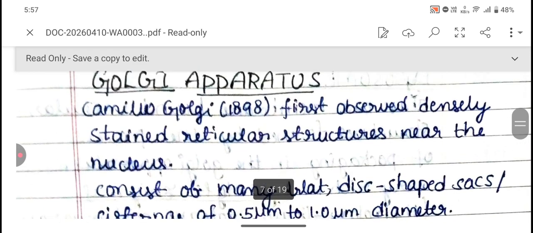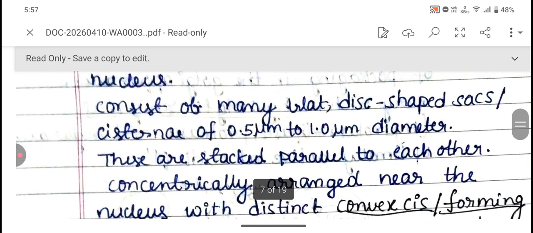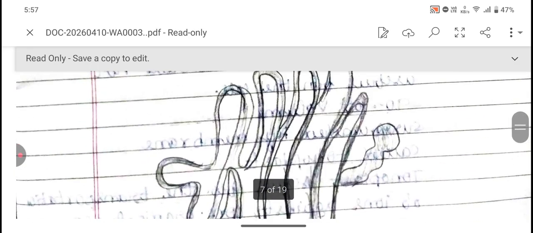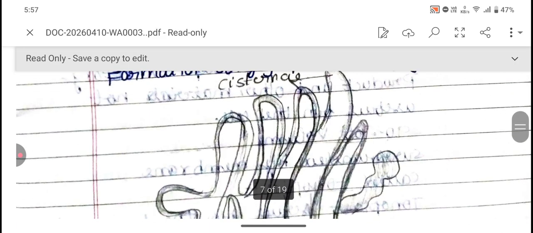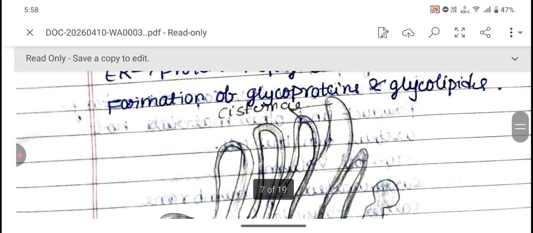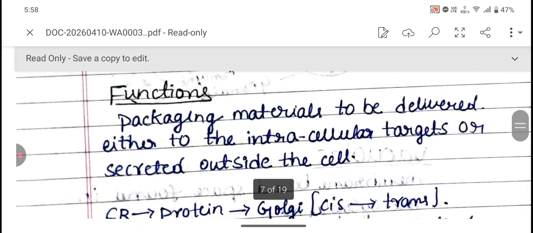The next organelle will be the Golgi, which was first observed by Camillo Golgi in 1898. These are densely stained reticular structures near the nucleus, consisting of many flat disc-shaped sacs or cisternae of 0.5 μm to 1.0 μm in diameter. So if you observe the structure, they are tubule-like structures arranged in a stack, and it has two faces, cis and trans, a forming face and a maturation face.